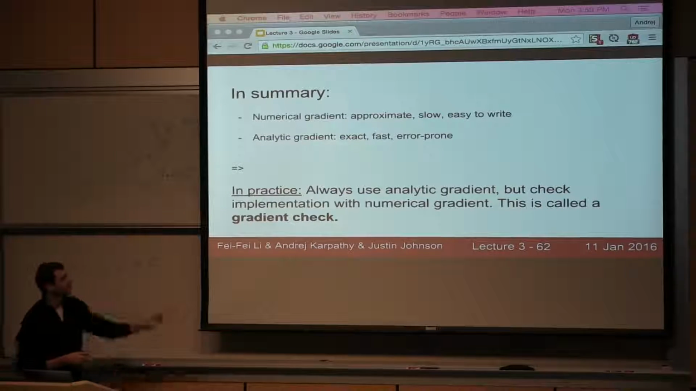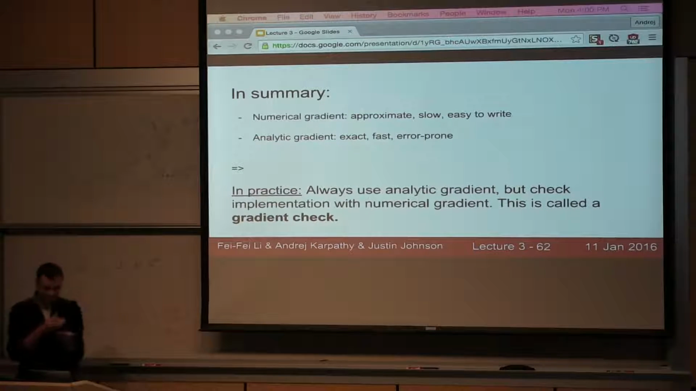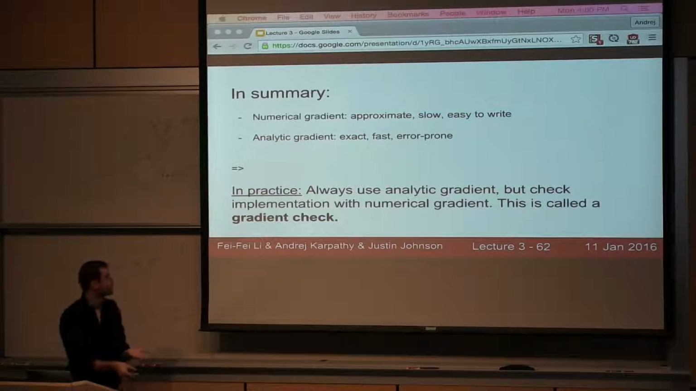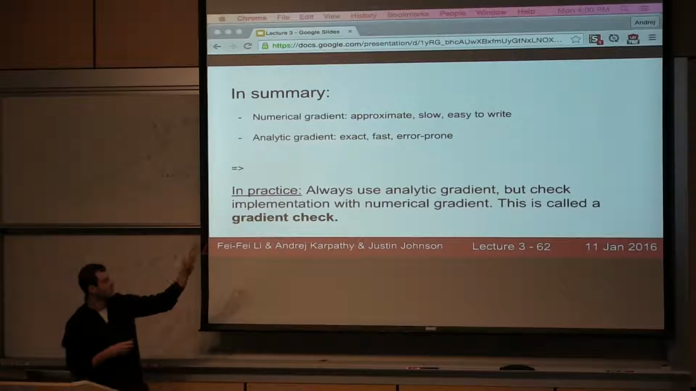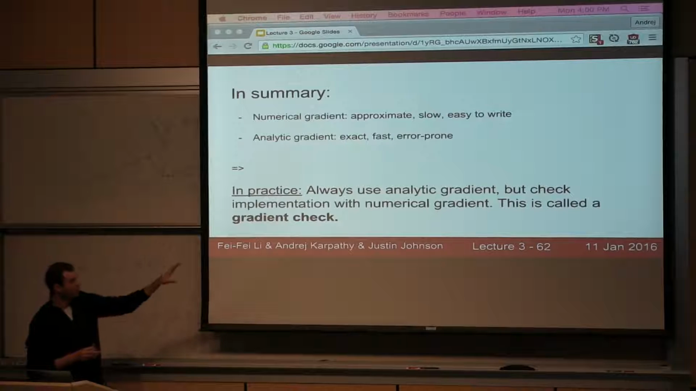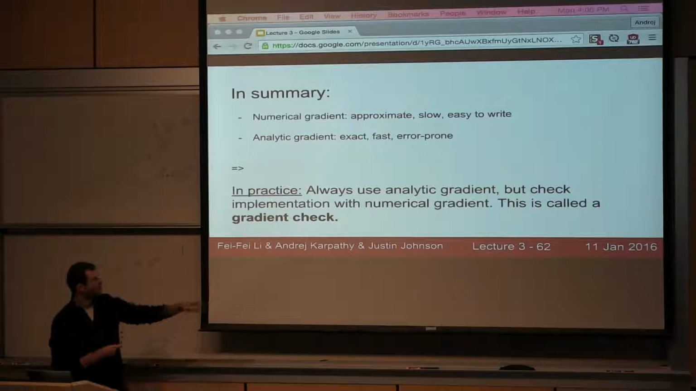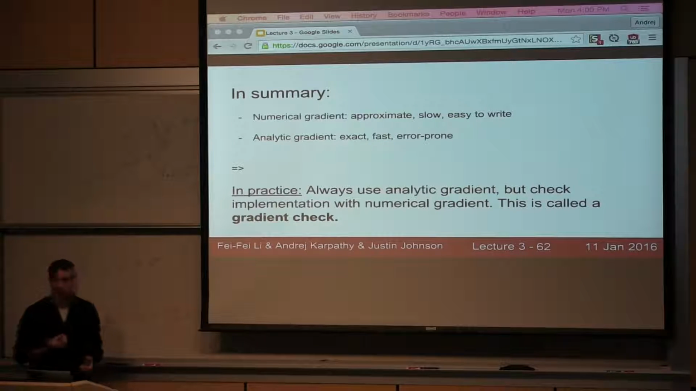So in summary, numerical gradient is approximate and slow, but very easy to write because you're just doing this very simple process for any arbitrary loss function. I can get the gradient vector. For analytic gradient, where you actually do calculus, it's exact, no finite approximations. It's very fast, but it's error prone because you actually have to do math, right? So in practice, what you see is we always use analytic gradient. We do the calculus, we figure out what the gradient should be, but then you always check your implementation using a numerical gradient check, as it's referred to.